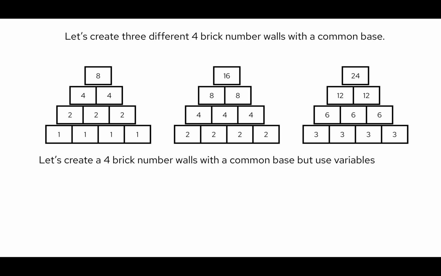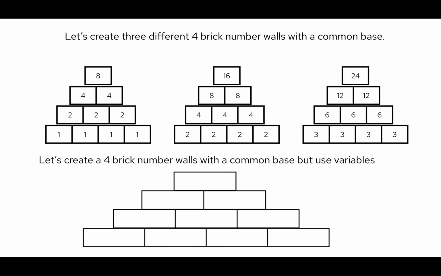So now let's create a 4 brick number wall using a common base, but this time I'm going to jump and I'm going to use variables. And a reminder that variables are letters in math. So here we go. So instead of putting 1, 1, 1, 1, or 2, 2, 2, 2, let's put the letter B, or variable B. So if that's a B, they all have to be B.